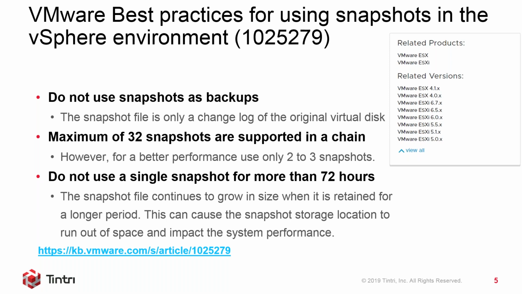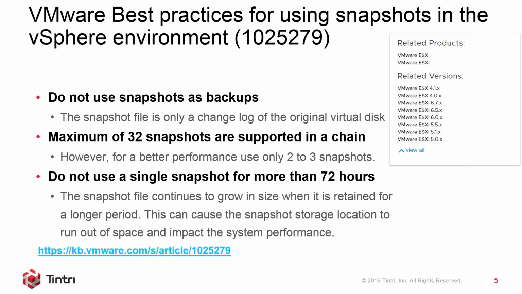Then we move to the two other bullet points here, which are quite confusing. VMware tells us that a maximum of 32 snapshots are supported, but don't use more than 2 or 3. What does that mean? Is 2 okay? How long can I keep them?